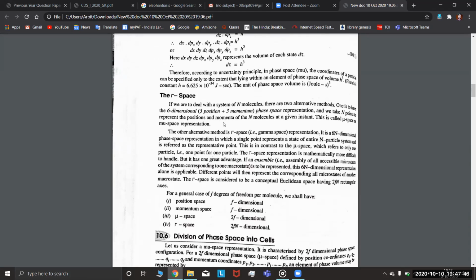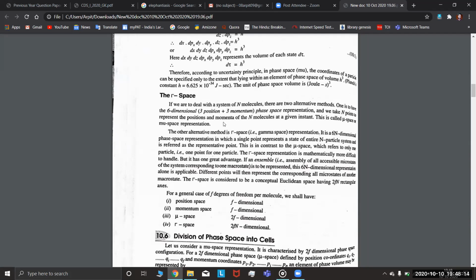Okay. So here we have to deal with a system of n molecules. In mu space, we are dealing with only a single molecule. So there's nothing new, just n is involved, and there are two alternative methods. One is to have the six-dimensional phase-space representation, three position and three momentum, and we take n points to represent positions and momenta of n molecules at a given instant. There we had only one point because of one molecule, and the same way we can have n.